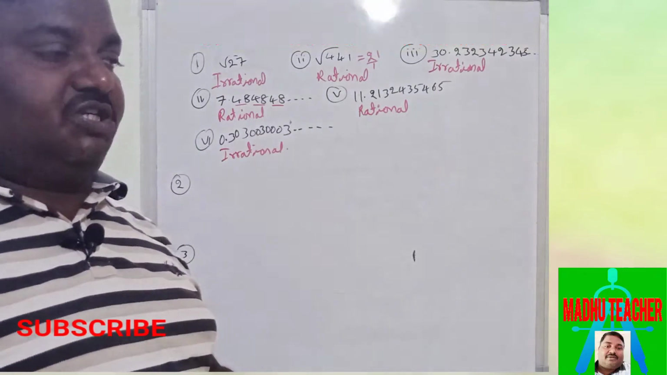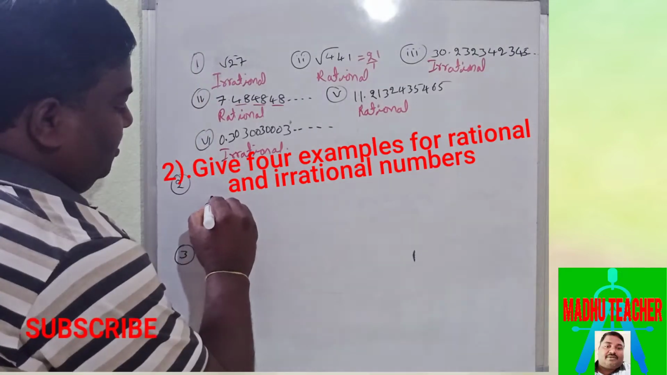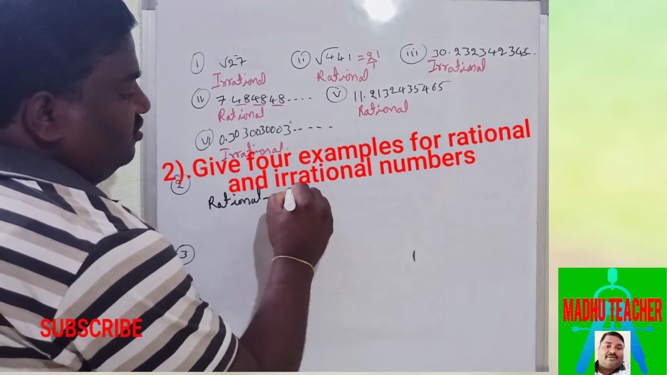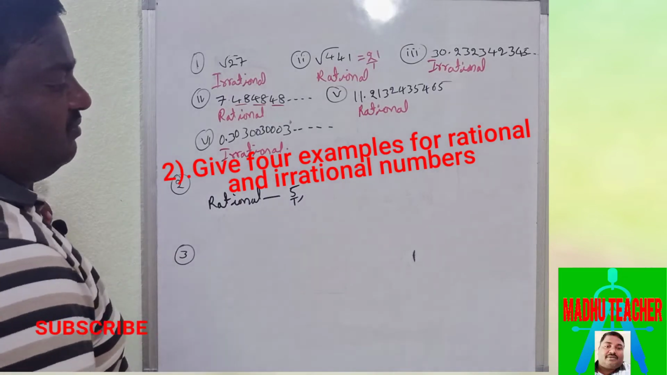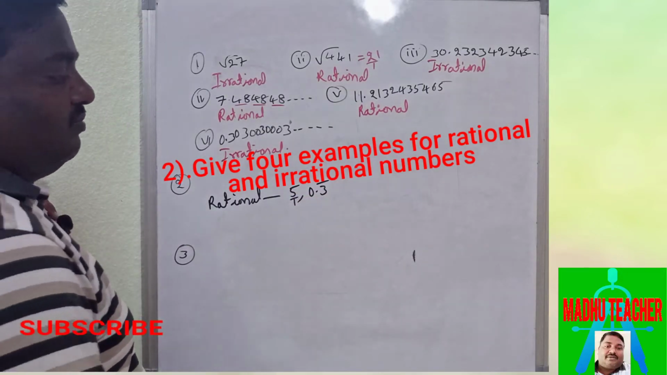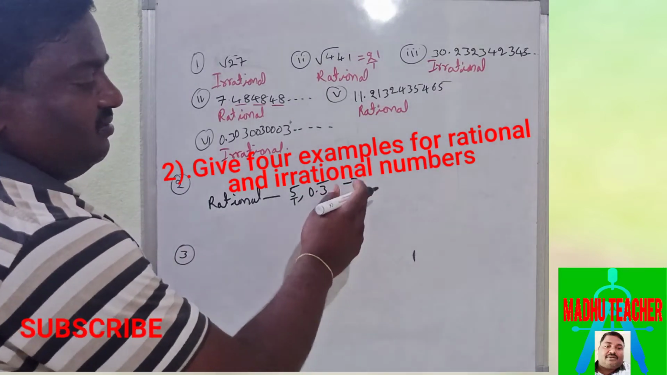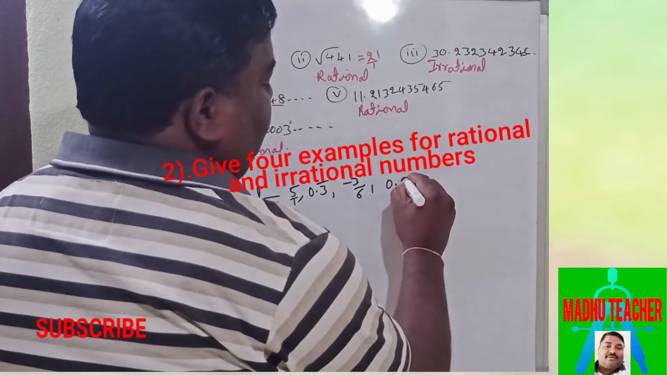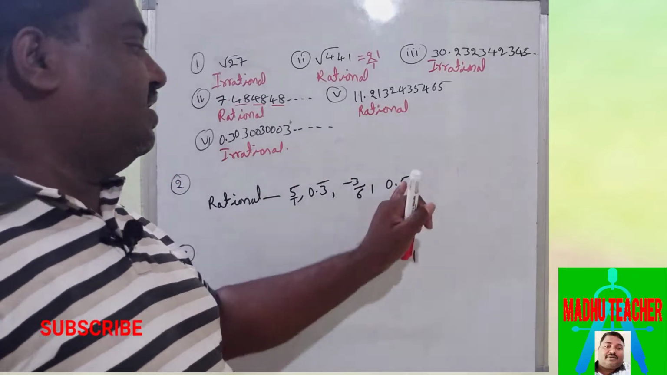Next, second question is give 4 examples for rational and irrational numbers. Rational numbers are, suppose 5, you can write 5 by 1, or 0.3 bar you can write in p by q form. It is repeating decimal. Minus 3 by 6 is already in p by q form, or 0.56, it is terminating decimal, you can write in p by q form.